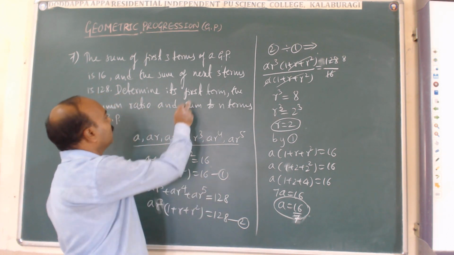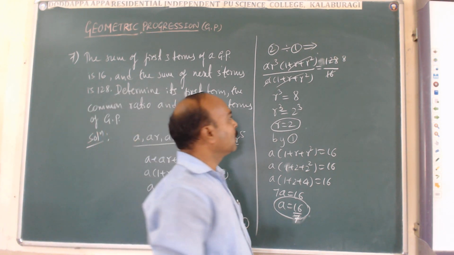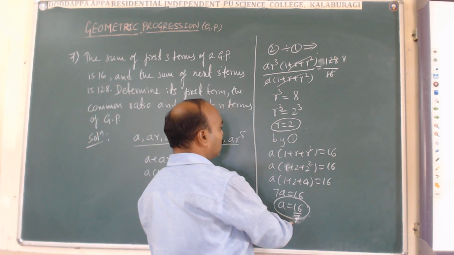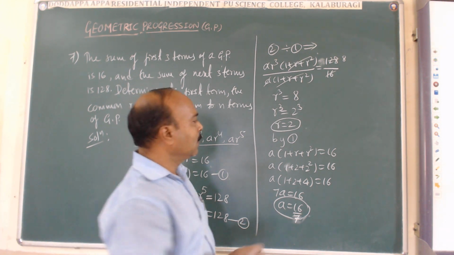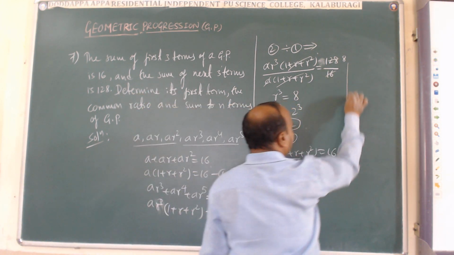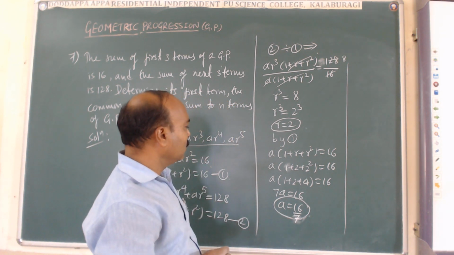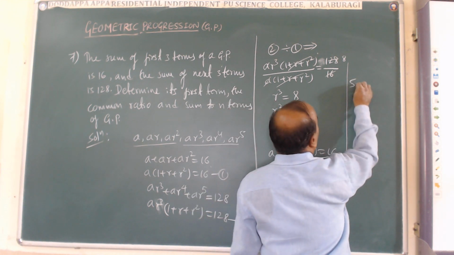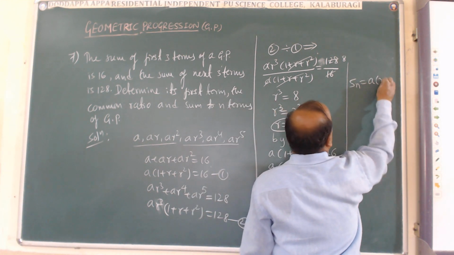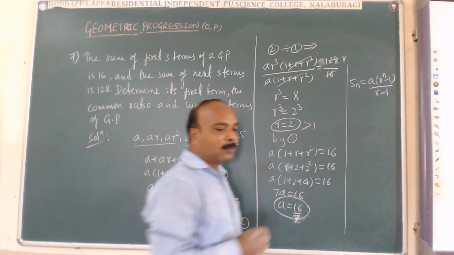They asked to find the first term and the common ratio, that you have completed. The value of a is 16/7, that is the first term, and the common ratio is 2. Again it is asked to find the sum to n terms of this GP. Now here r value is 2, it is again greater than 1. You can use the formula Sn = a(r^n - 1)/(r - 1).